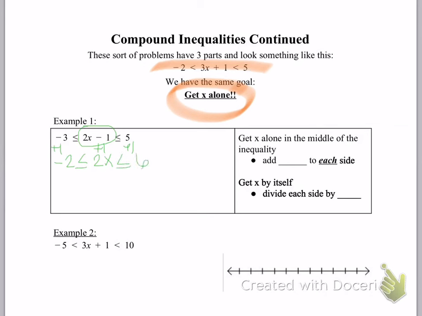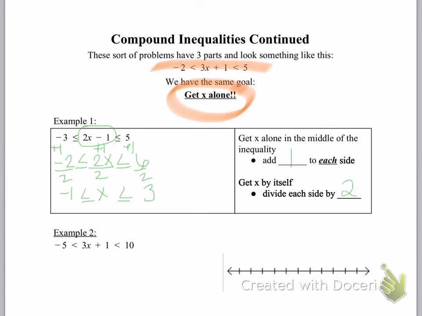So since we found that part out, now we still have to get x by itself. So we have to get rid of that 2 by dividing. So we are dividing all sides by 2. So negative 2 divided by 2 gets you negative 1. In the middle you have x. And then outside you have 3. So we add 1 to each side, and we divided each side by 2. So that's your first example.